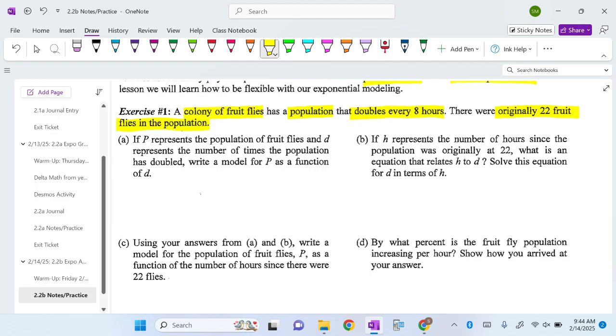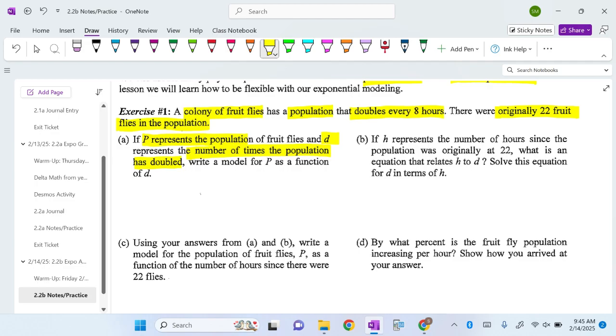So if P represents the population of fruit flies and D represents the number of times the population has doubled, write a model for P as a function of D. So P is the population, D is the number of times the population has doubled. So for example, if they started with 22 and they doubled once, how many would you get? 44. Double again. 88. Double again. Yeah, something like that.